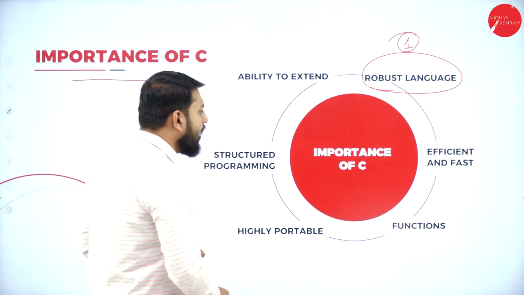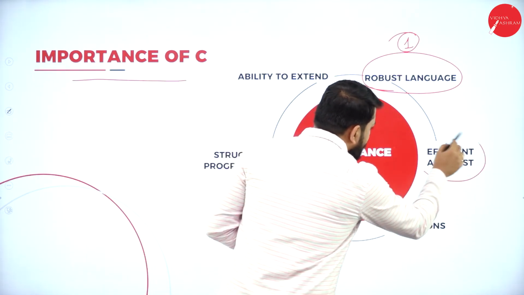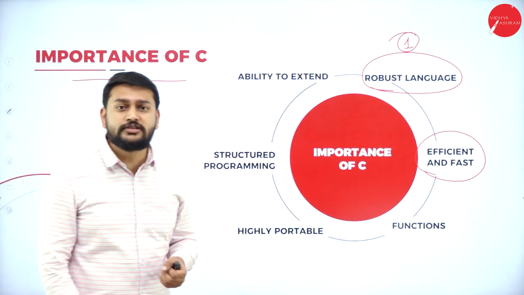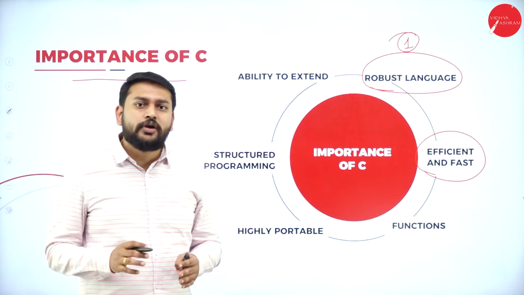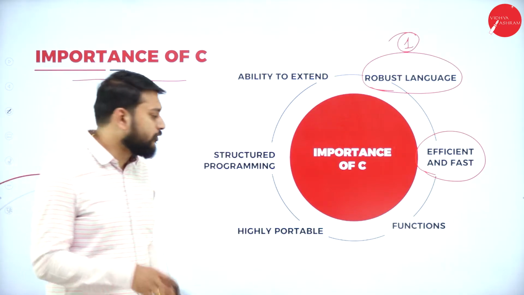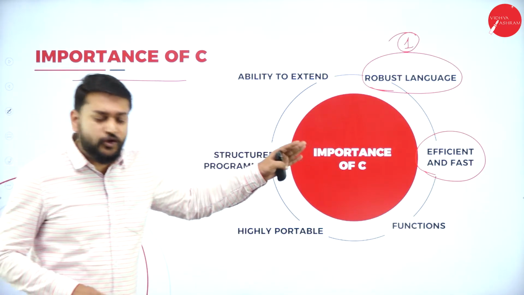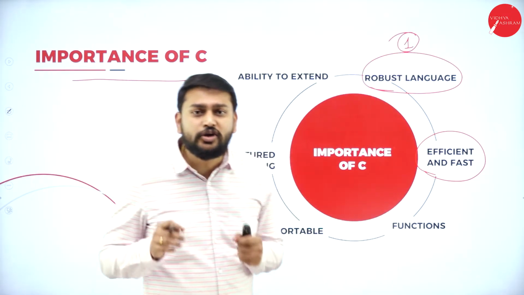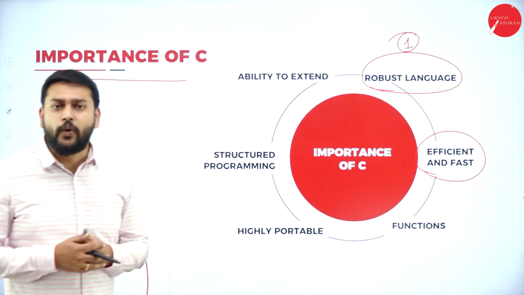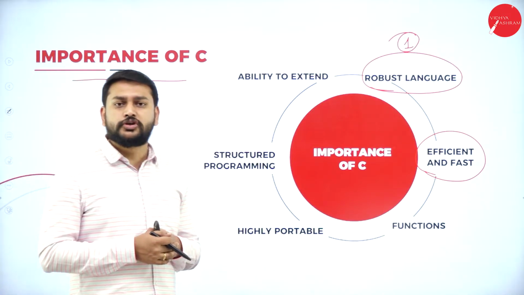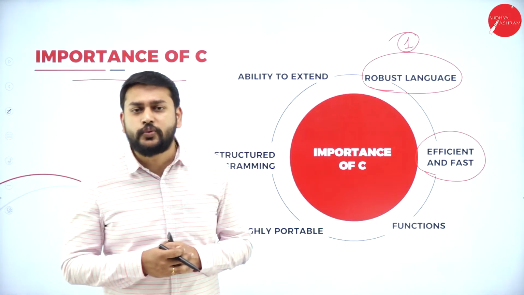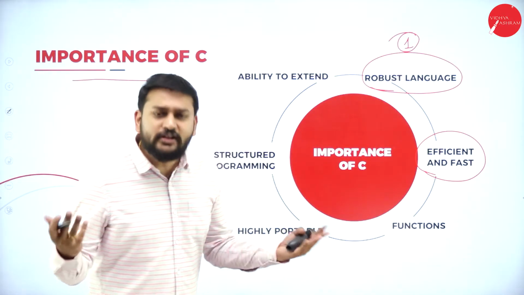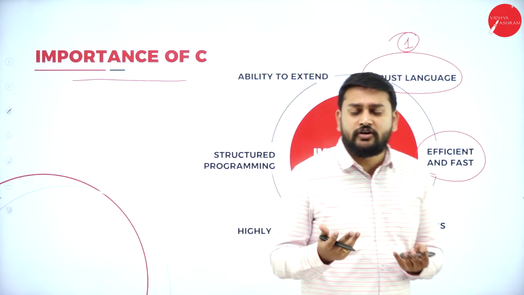So fine, efficient and fast. Please understand when it comes to the concept of efficient and fast, this programming language has 32 keywords. So that's why it's very efficient and fast. Sir, only 32 keywords make it efficient and fast?